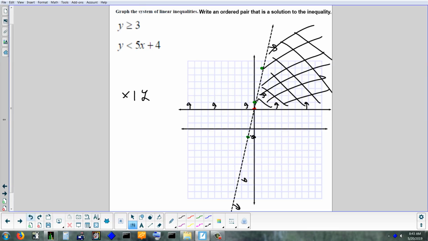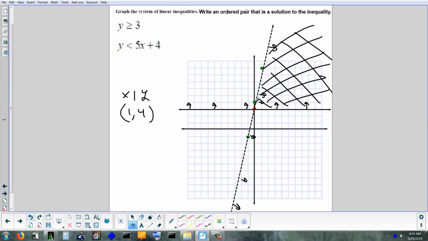3, 1? Nope, that's not in the shaded area. It's got to be in the shaded area. So would it be like 1, 3? 1, 4. Let's try 1, 4. 1, 2, 3, 4. Okay.